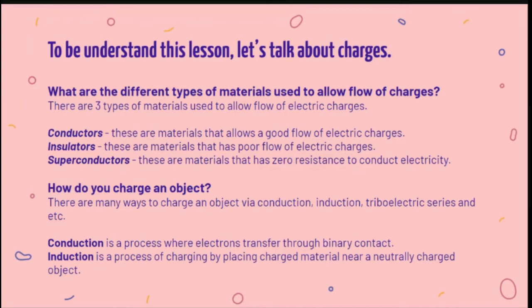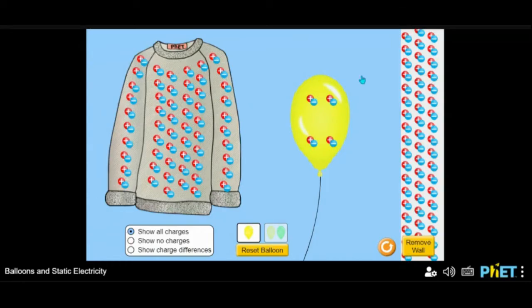And how do we do that? I have here a simulator that will show us how static electricity works, especially how we do the process of charging by means of conduction and by induction. Now, there are three objects present in our simulator. We have a wall, a balloon, and a sweater. Notice that all of the objects contain subatomic particles such as protons and electrons. The protons are represented by a positive charge, and the electrons by a negative charge.